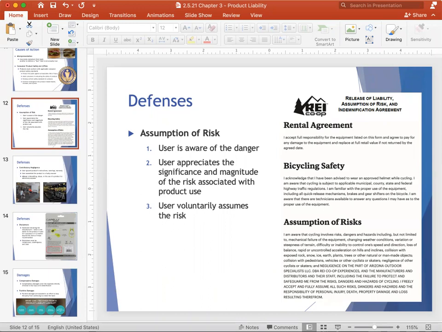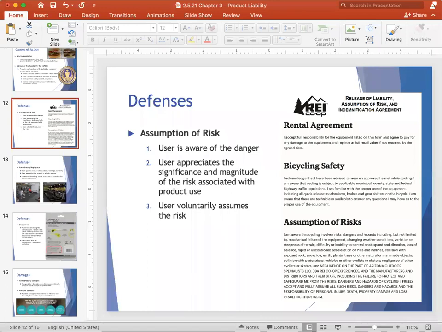An assumption of risk is something that is recognized in most product liability situations. So assumption of risk means that the plaintiff knew of the risk of danger when using that product, or they should have known of the risk of the danger. For a defendant to claim assumption of risk, the consumer must actually be aware of the danger, be able to appreciate the significance and magnitude of the danger, and then voluntarily assume that danger by using the product. So knowledge of the risk is key here.